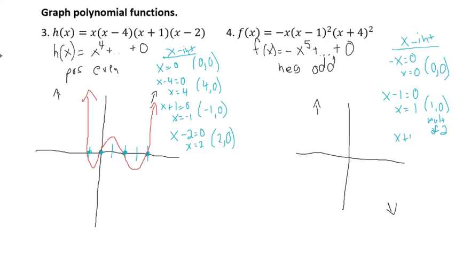Take x plus 4 equals 0. We get x equals negative 4.